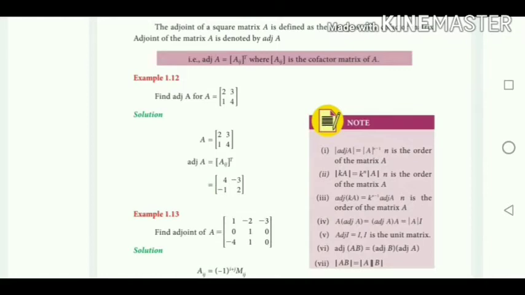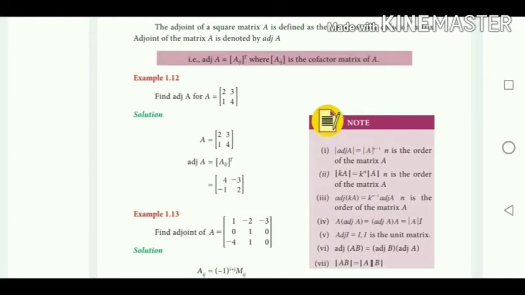How you find the adjoint: first you find A ij. For the elements 2 and 4, the main diagonal, you change the main diagonal. So 4 comes to the place of 2 and 2 comes to the place of 4. Change the main diagonal and change the sign of the off diagonal. The off diagonal is nothing but 3, 1. For these you change only the sign: if it is plus, you put minus; if minus is there, you put plus. You change the sign.